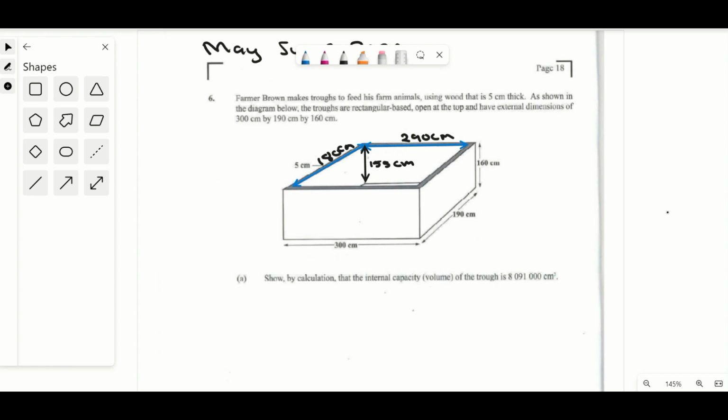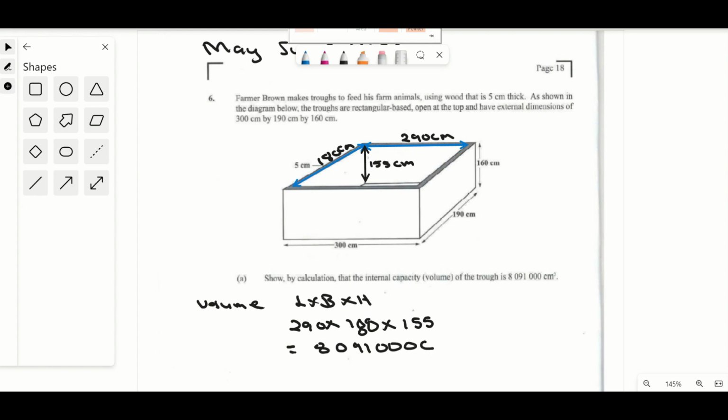So we know that this is not a rectangle, this is a cuboid. So the volume of a cuboid is length times breadth or width times height. We know that the length is 290, the breadth or width is 180, multiplied by height, which is 155. Let's multiply this using our calculator. When we did this, you got the answer that they gave you, which was 8,091,000 centimeters cubed. And that is how you would do this question.